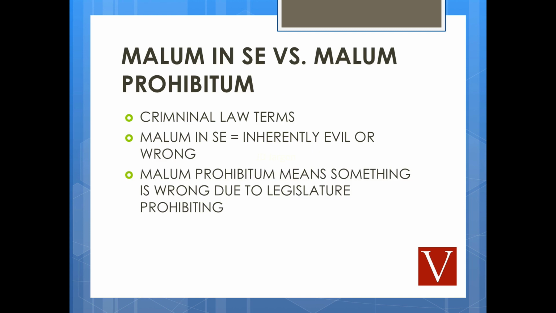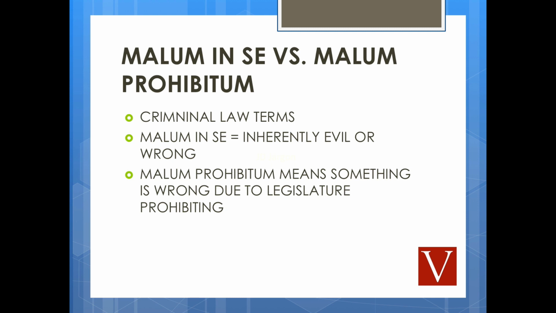Next one, malum in se versus malum prohibitum. Okay, these again are criminal law terms. Malum in se means it's inherently evil, or it's inherently wrong. So it's like murder. Murder is malum in se. You don't really need a statute to tell you that. You should know that. Rape, mayhem, those kinds of things. They're inherently evil, and those are referred to as malum in se.